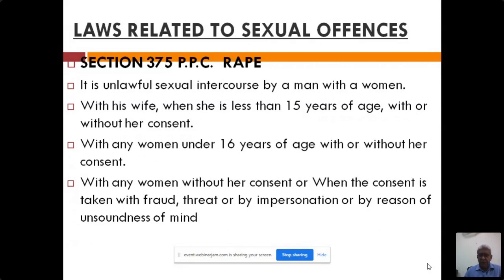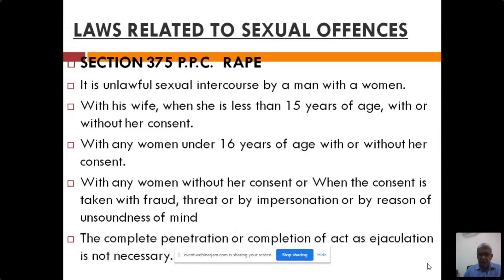In the third situation, the age of the woman is above 16 years, but the activity is without her consent. Or if the consent has been obtained, this obtaining of the consent is with fraud or putting the female in circumstances of fear of causing hurt, fear of causing death, or impersonation by the male, or if the female is having insanity or unsoundness of mind due to which she is not capable to give proper consent, all these three conditions would constitute the sexual offense of rape. This will be dealt with under Section 375 of Pakistan Penal Code.